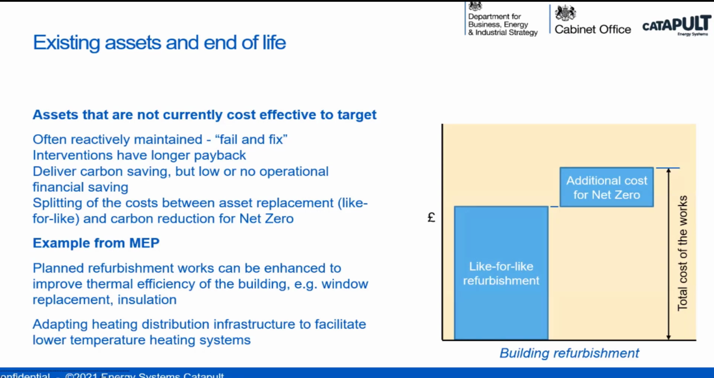And that, as an example, that extra over cost of enabling net zero can be attributed to the net zero, while all the rest of the costs are done for refurbishment, as opposed to just hitting the thing as a complete net zero project. And adapting, as I've just mentioned, the heat distribution infrastructure to lower temperature heating systems is also potentially there.